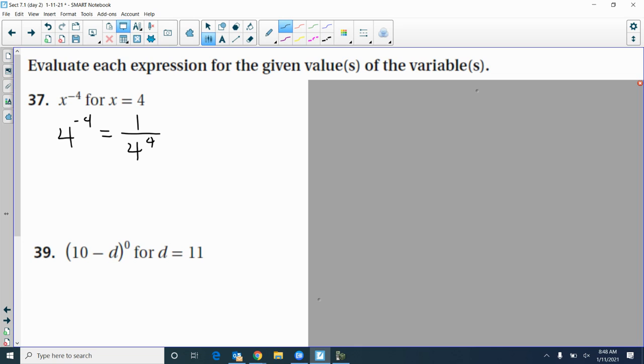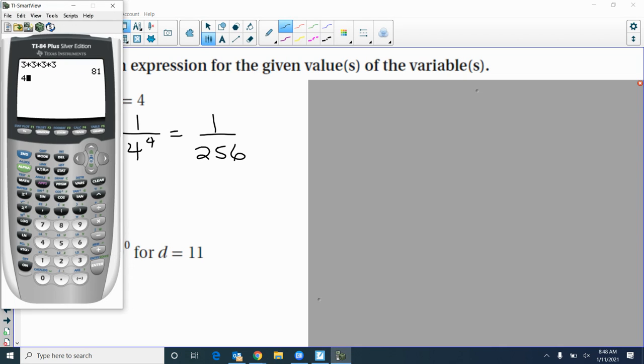And do not make that 16. It is not 4 times 4. What is it? 256. It is 256. Now here's where I don't mind you using your calculator because you need to understand that. But 4 to the 4th power is 256. So there you go. So you get 1 over 256 for that.